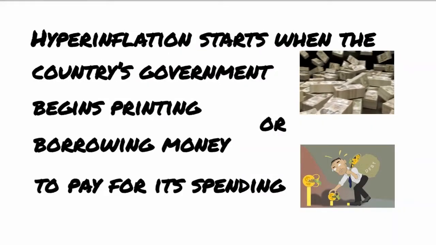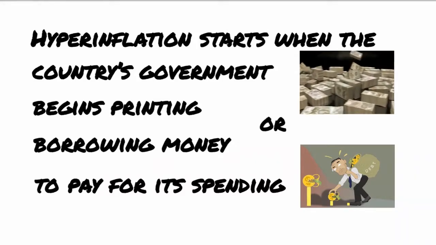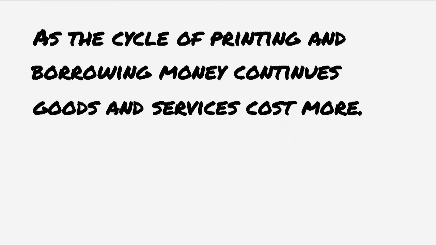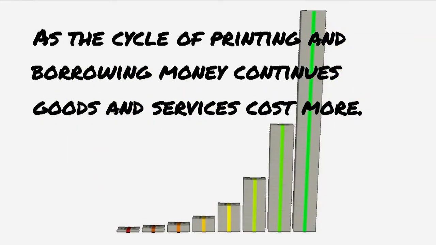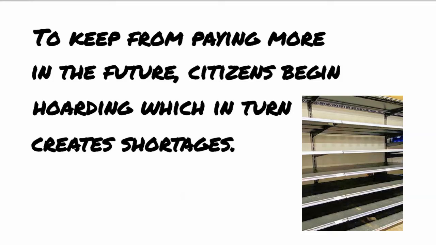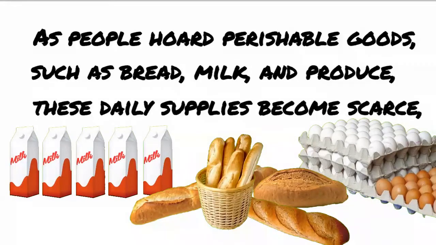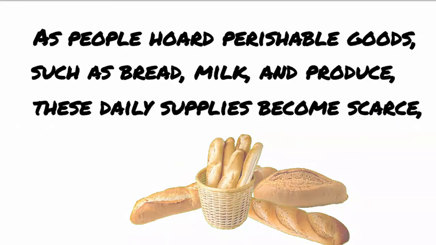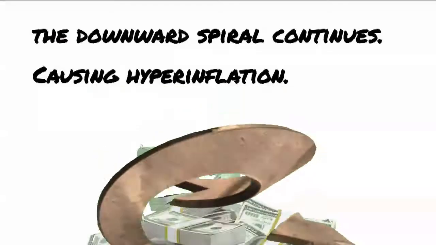Hyperinflation starts when the country's government begins printing or borrowing money to pay for its spending. As the cycle of printing or borrowing money continues, goods and services cost more. To keep from paying more in the future, citizens begin hoarding, which in turn creates shortages. As people hoard perishable goods, such as bread, milk, or produce, these daily supplies become scarce. The downward spiral continues, causing hyperinflation.